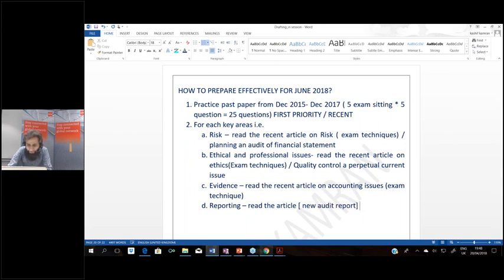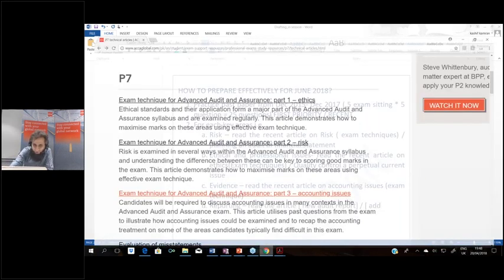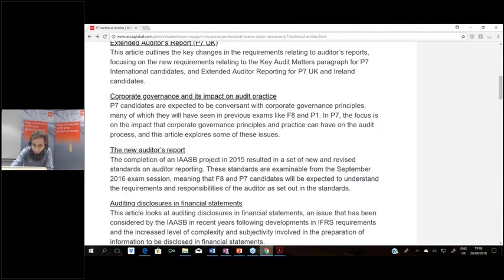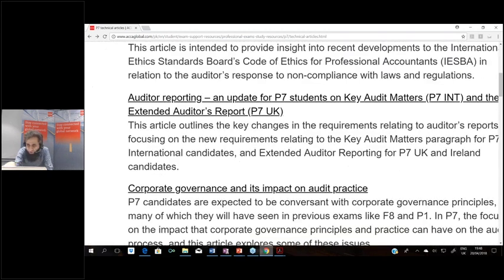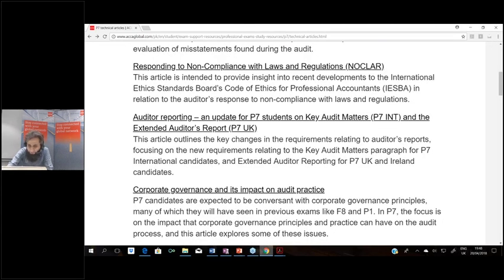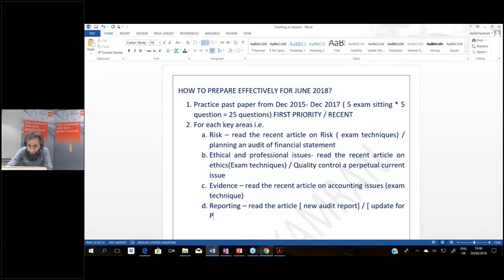And then there is an article which I need to show you. You can see this article here, the new audit report. You have to read this article, the new audit report. Can you see this article, audit reporting and update for P7 students on key audit matters? You have to read this article. Update for P7 students on CAM.